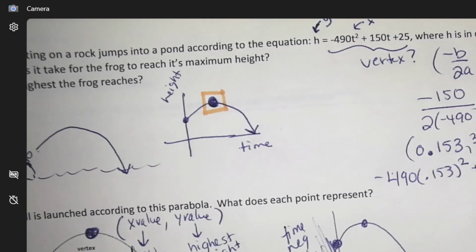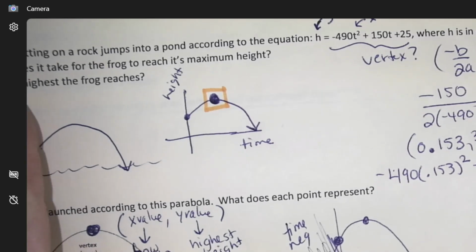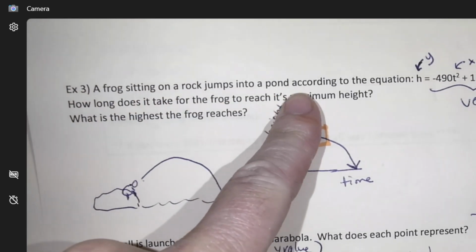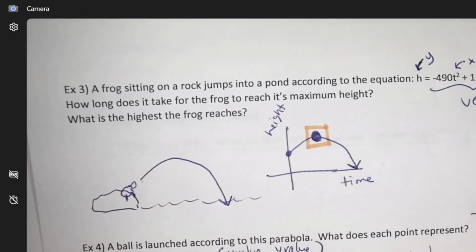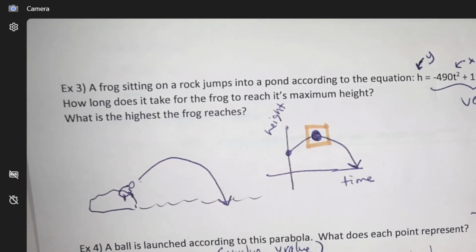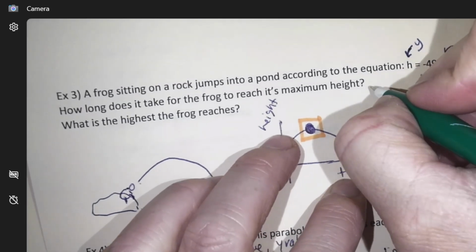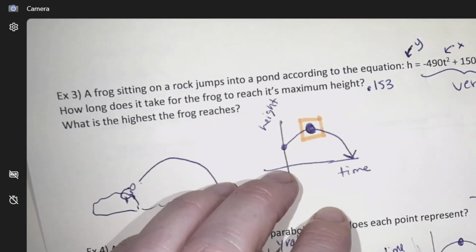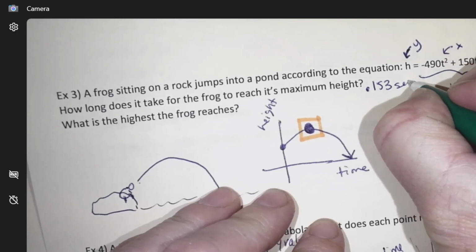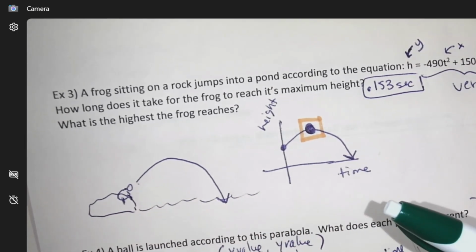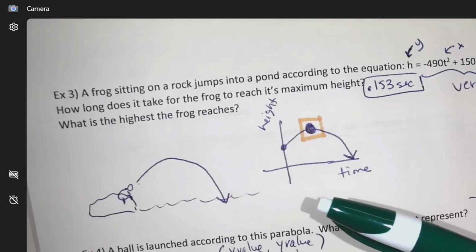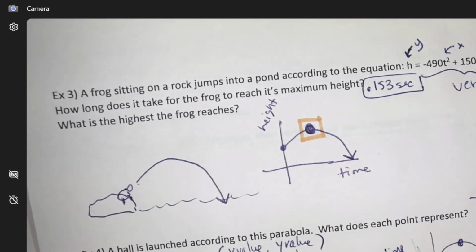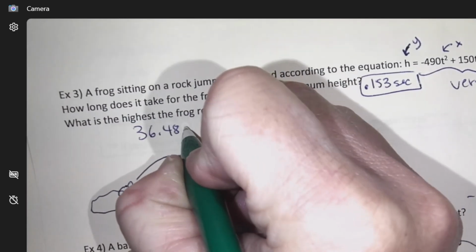So we're going to have to think about the answer to the question. What are you going to say here? How long did it take to get to the max height? Which part of the vertex answers that? The first part or the second part? The first part. So 0.153 what? Seconds. Okay, it told me this in the equation. And what is the highest height? So that is going to be the 36.48 centimeters.